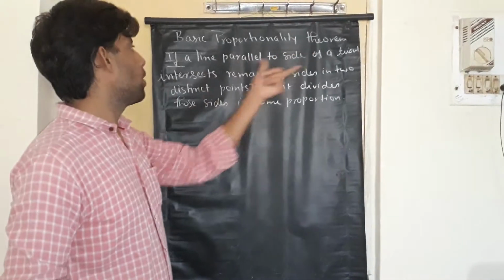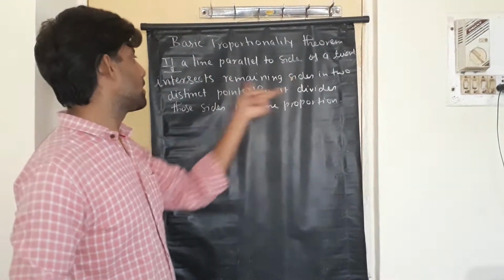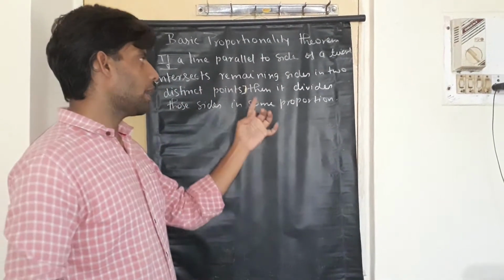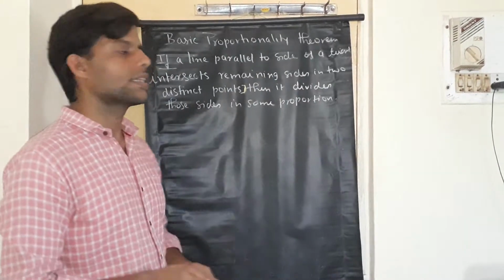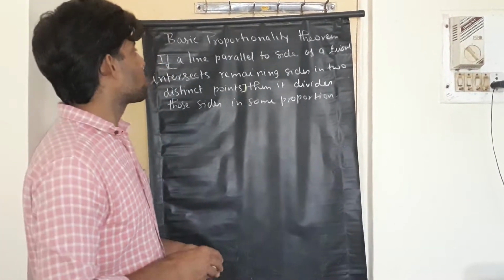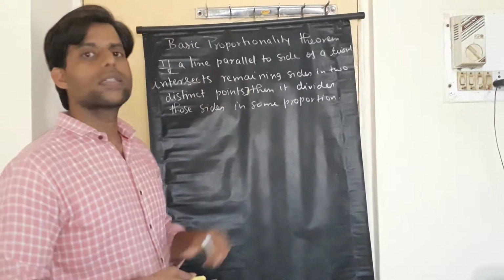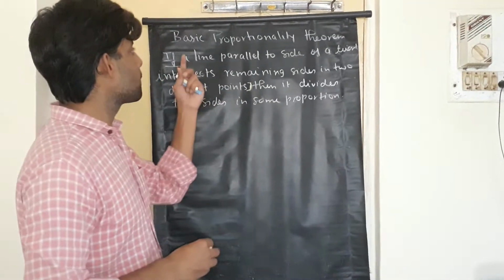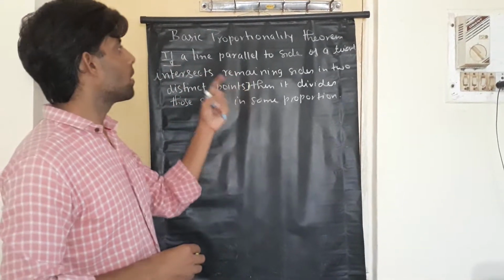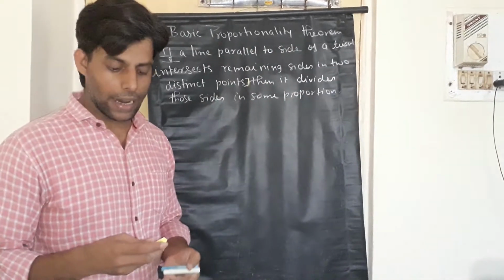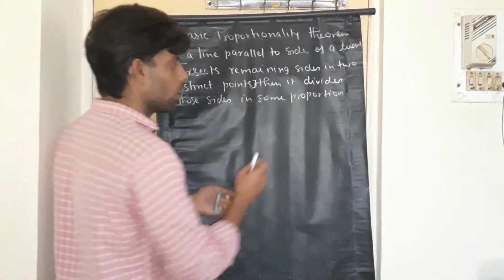A line parallel to a side of a triangle intersects the remaining sides at distinct points, and then it divides those sides in the same proportion. So when we look at the statement carefully, we'll do it in two parts. When we look at the given part, we understand it is actually talking about a triangle. So let us have a triangle over here.